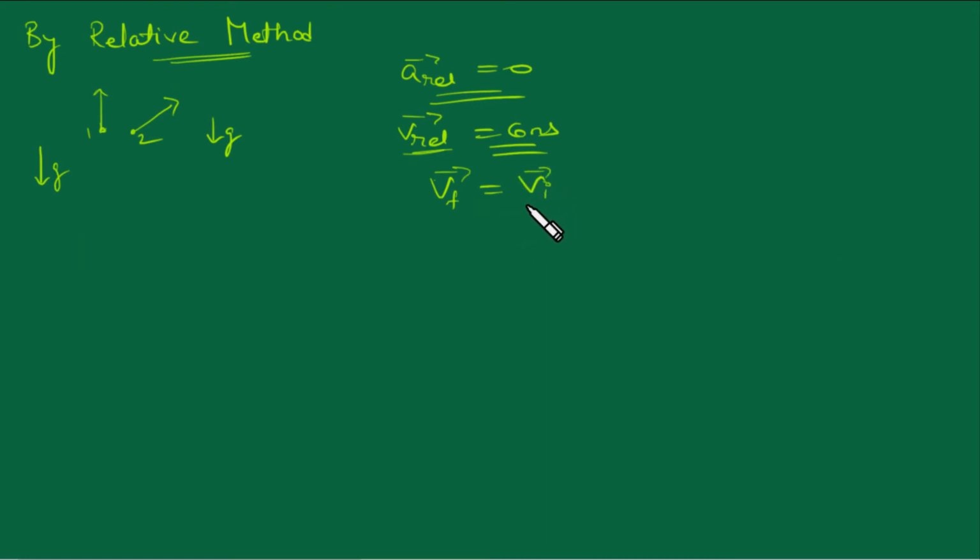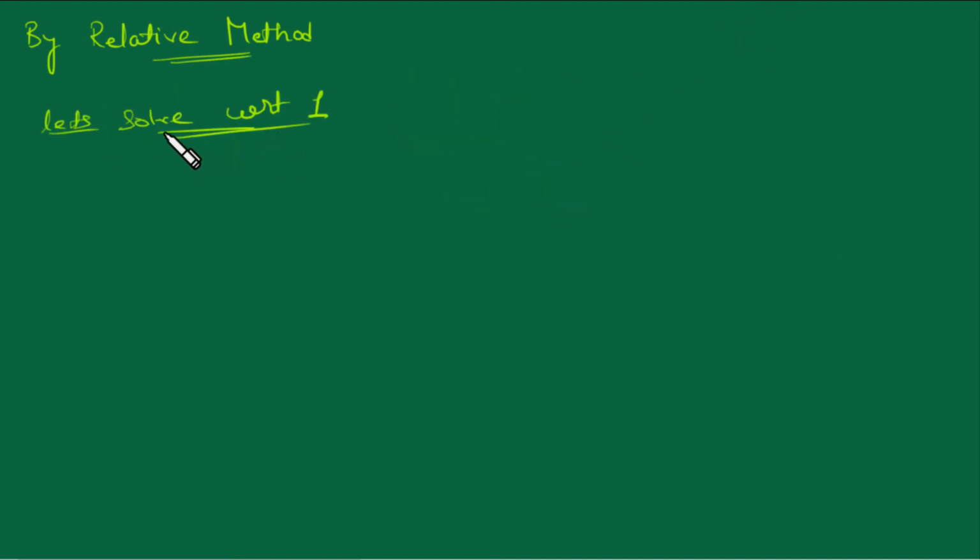Whatever initial velocity was there, that will be the velocity finally only also. So okay, let's use this now. Let's solve this question with respect to 1. So we must know that an observer always finds himself at rest. So with respect to particle 1, it is at rest. So he is not moving.